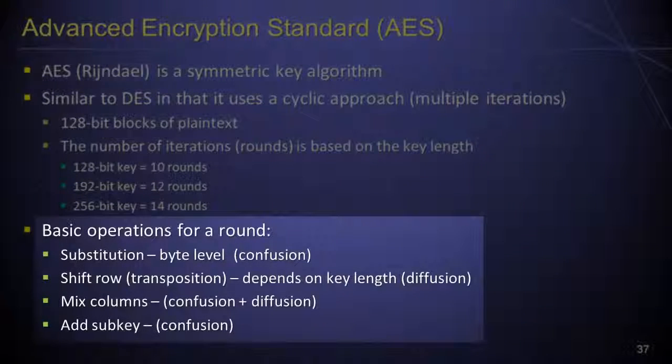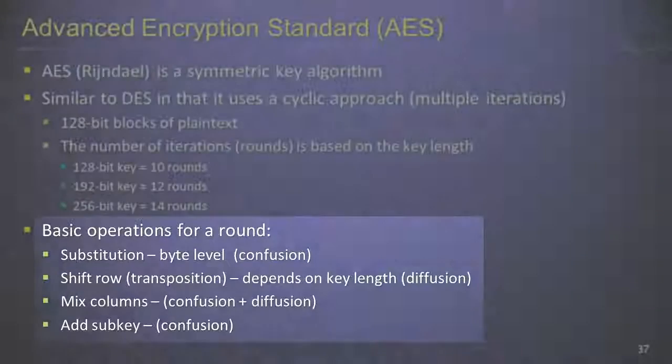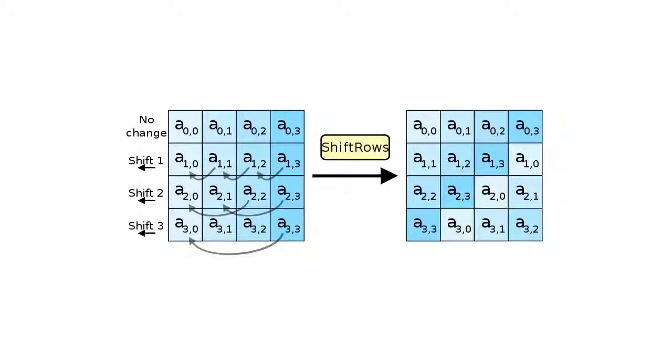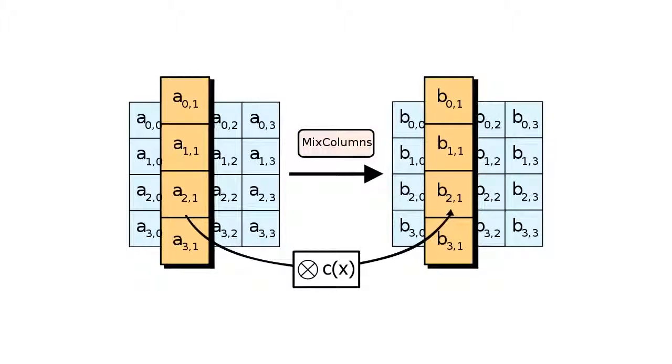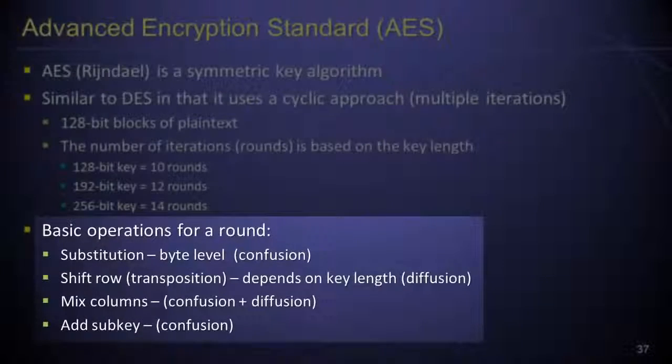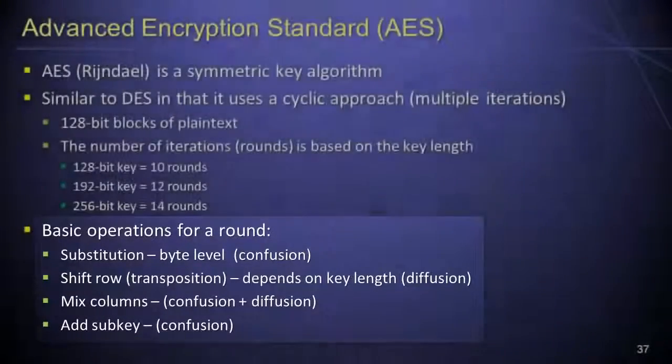Each iteration or round to which a block of plaintext is subjected in the AES algorithm involves a number of specific transformations. First, byte-level substitution is used to provide confusion. Next, row shift transposition is used to provide diffusion. The algorithm then mixes columns, which provides both confusion and diffusion, after which a round key is used to provide further confusion. Note that the column mixing step is omitted in the final round.